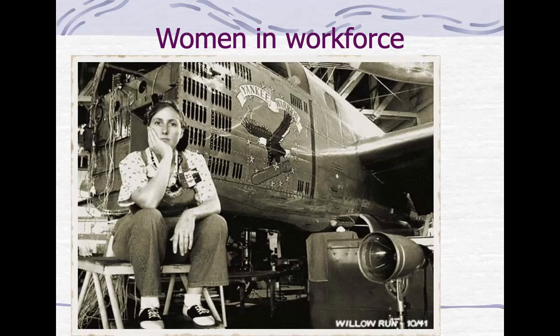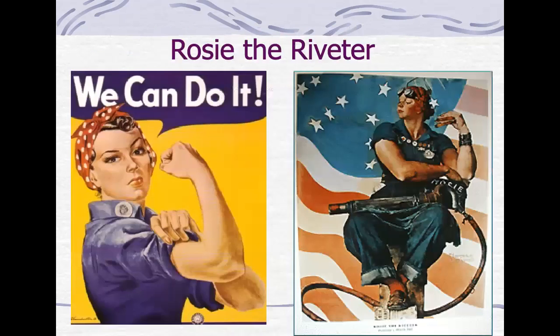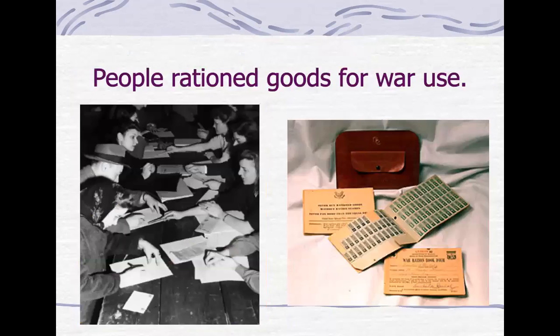So a lot of the women would be making money, supporting their families by making planes, tanks, ammunition, bombs. We saw a lot of this during World War II and a lot of it during World War I as well. These two posters where it says Rosie the Riveter are sort of to entice women to come work, because in turn it will help their husbands who are overseas fighting. So during this time we had rationed goods for war use.